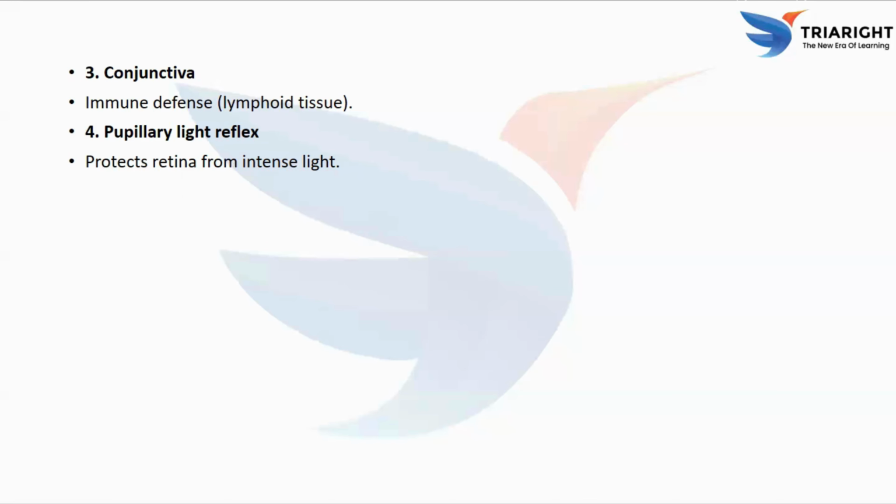So how does the reflex work? When bright light enters the eye, the photoreceptors in the retina detect the light. Then the signal travels through the optic nerve to the midbrain, and the midbrain activates the oculomotor nerve, the third cranial nerve, and then at last the pupil constricts, which results in the pupillary light reflex. So this is how the pupillary light reflex works as part of the eye.